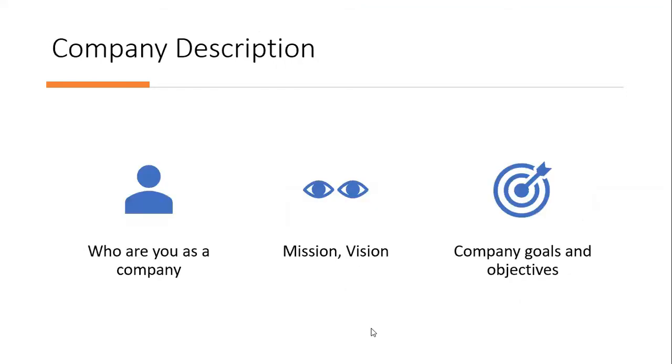The company description. The company description section should tell the reader of your business plan who you are as a company. What's your mission and vision as a company? What are your company goals and objectives? Like, who are you as a company?